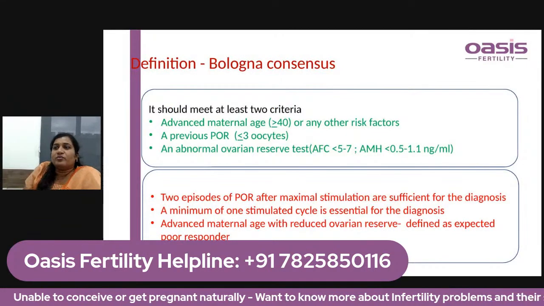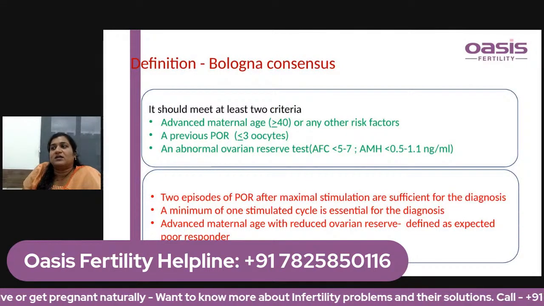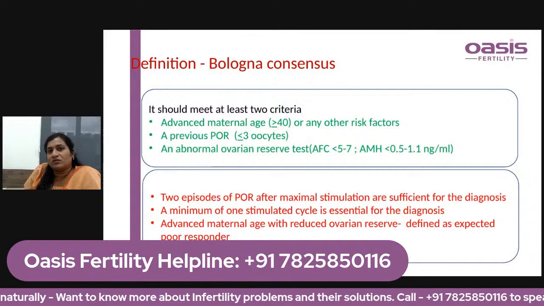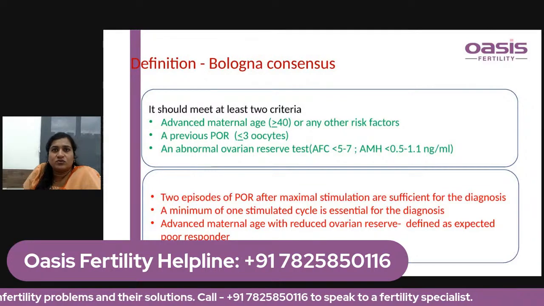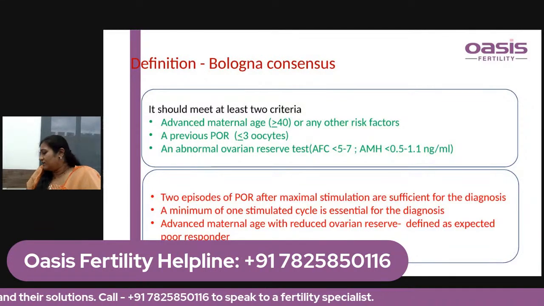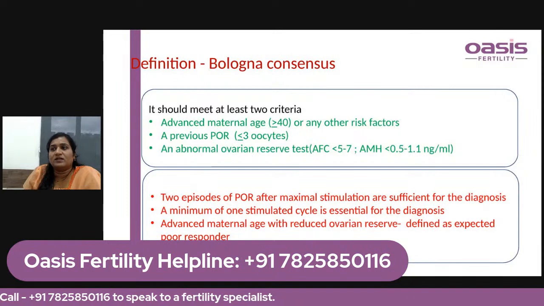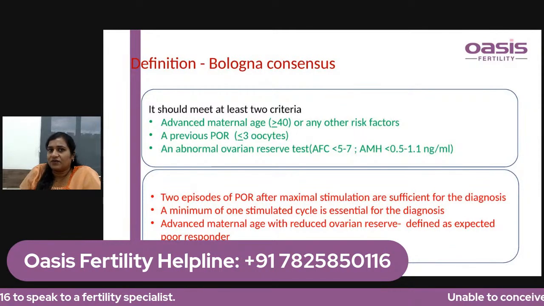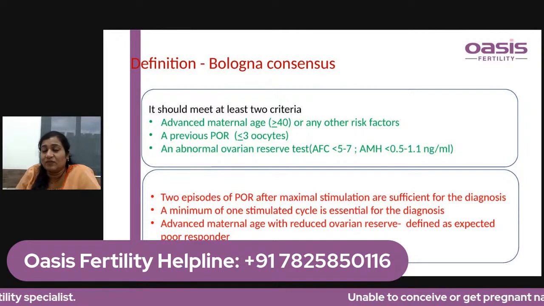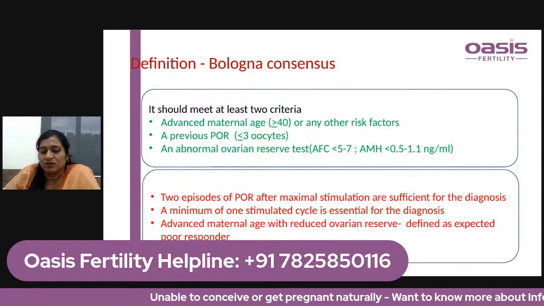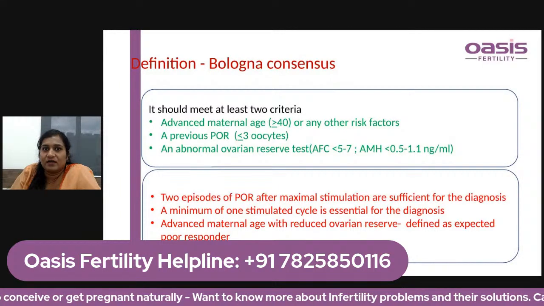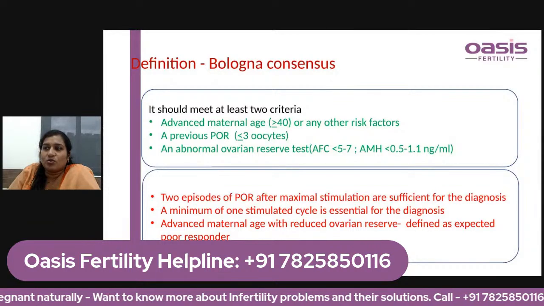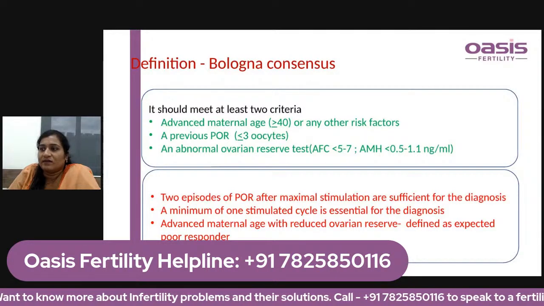So to come to a proper definition, this is an older criteria, the Bologna criteria. Both these criteria that I'm going to tell are scientifically used, have been studied, and proven very well, that there is an advantage in classifying women by these criteria. In the Bologna consensus, if a woman has any two of the three following criteria, we categorize her as poor ovarian reserve or poor ovarian response.